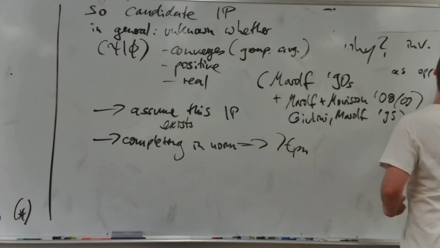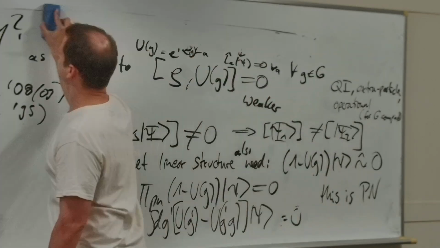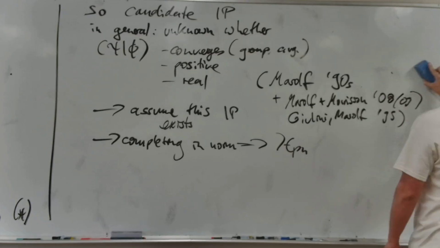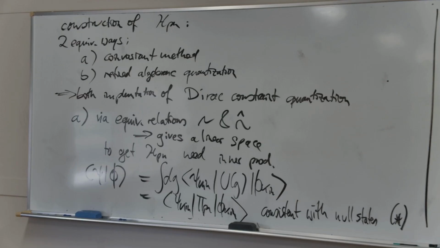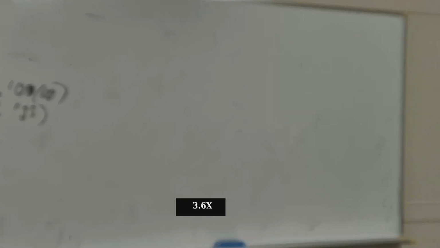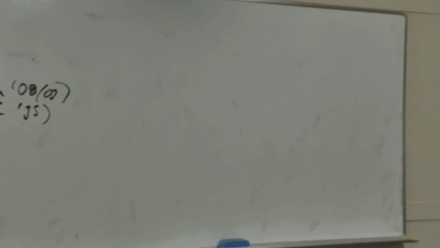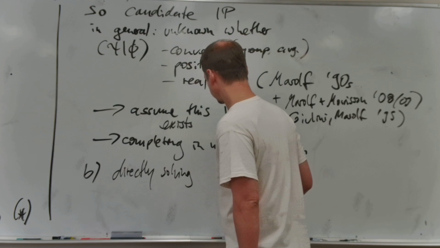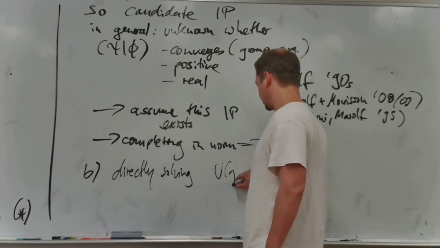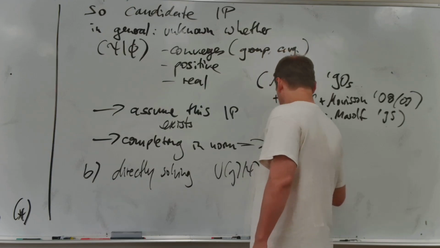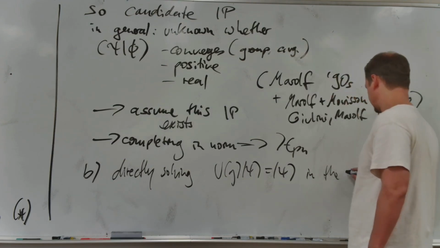And this is also the method that Witten and collaborators recently used in their construction of observers in de Sitter quantum gravity. It turns out to be directly equivalent to directly solving U(g)ψ = ψ in the distributional sense.